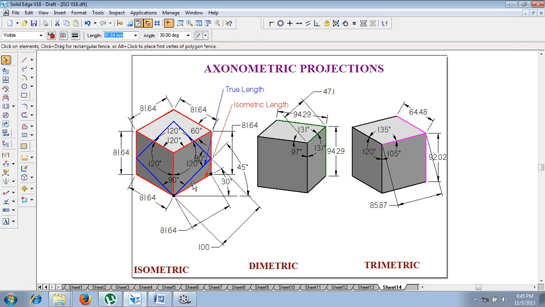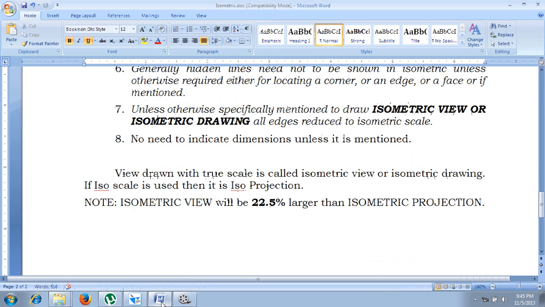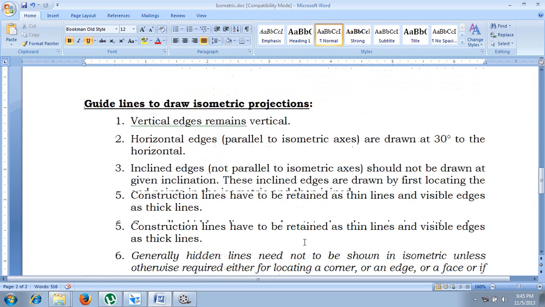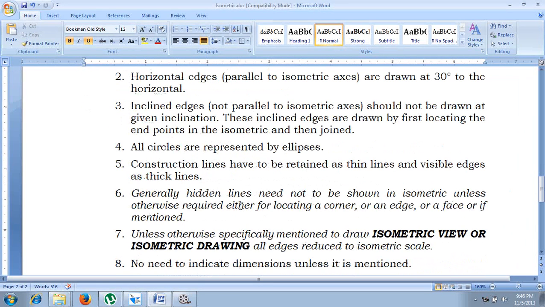If this line is drawn for 100 mm length at an angle of 30 degree itself, then whatever view we get, we call it an isometric view or isometric drawing, not the projection, sorry. But remember, an isometric view or isometric drawing will always be 22.5% larger than the isometric projection. Now while drawing isometric projections, we must remember these guidelines, and then we can solve any type of problems on isometric projections.